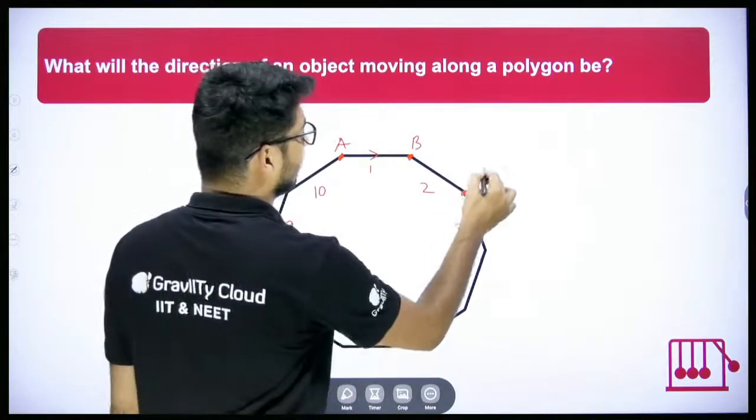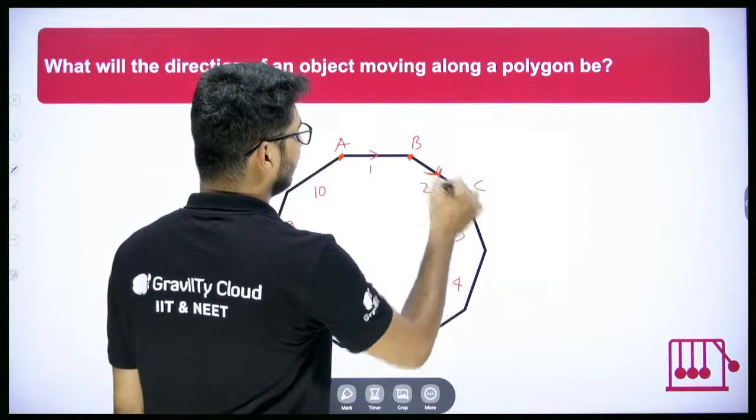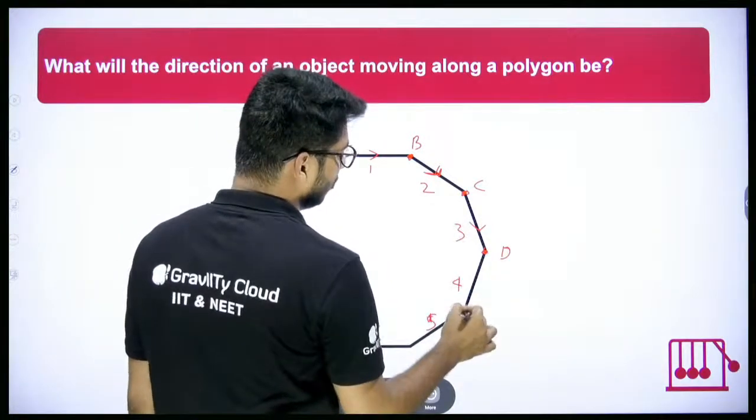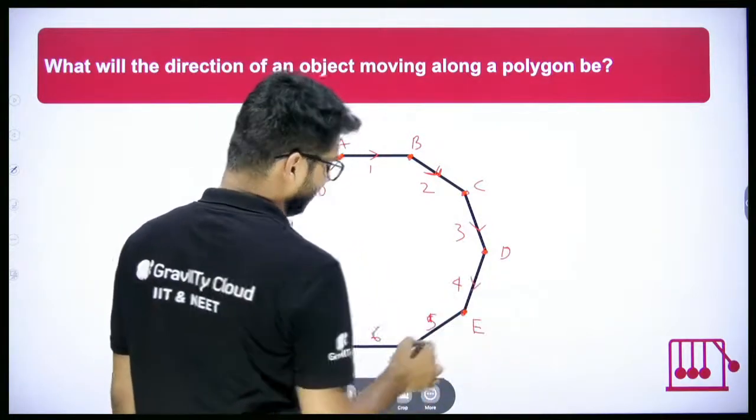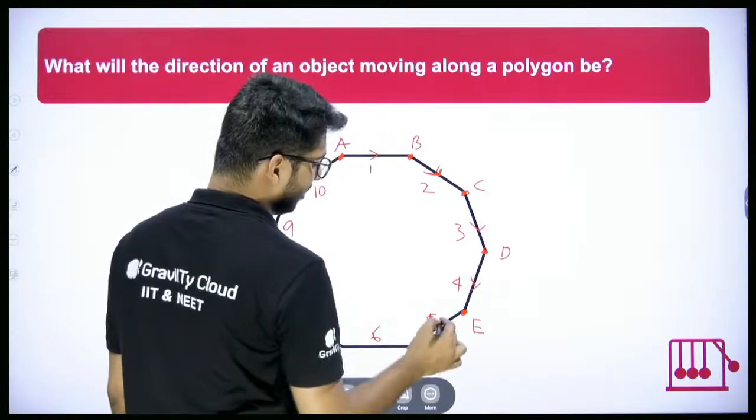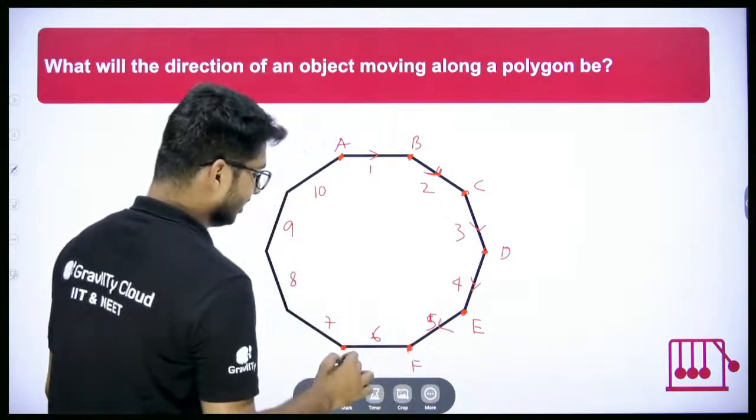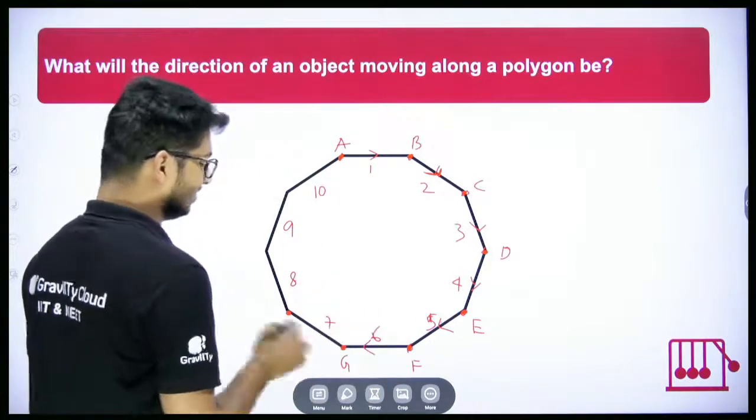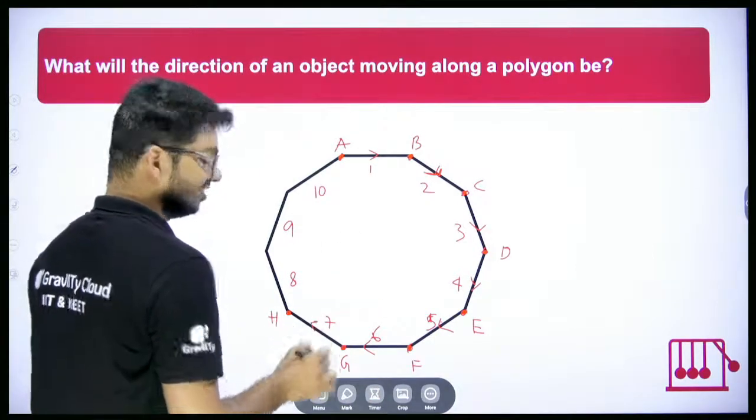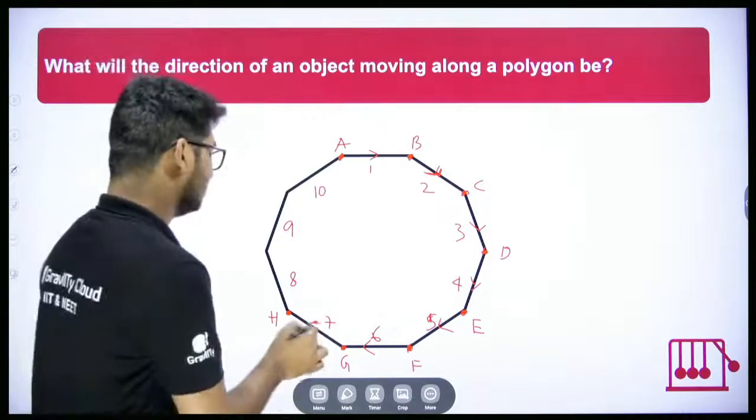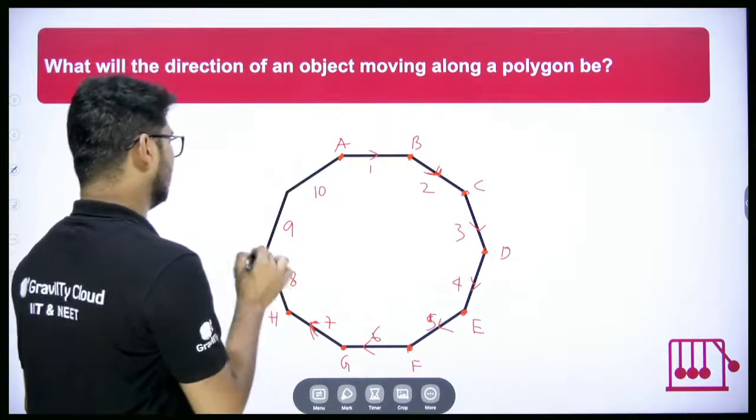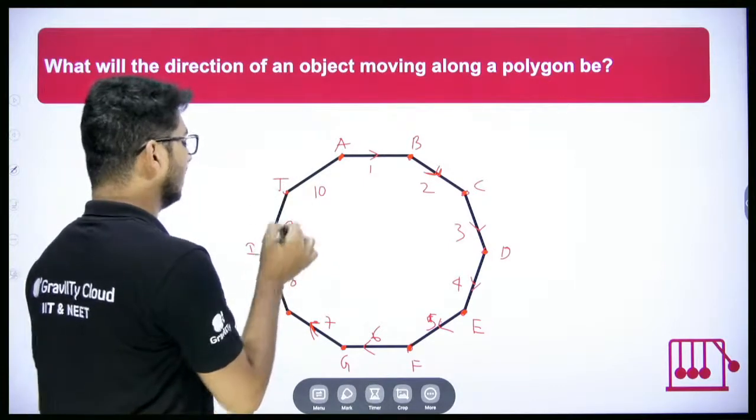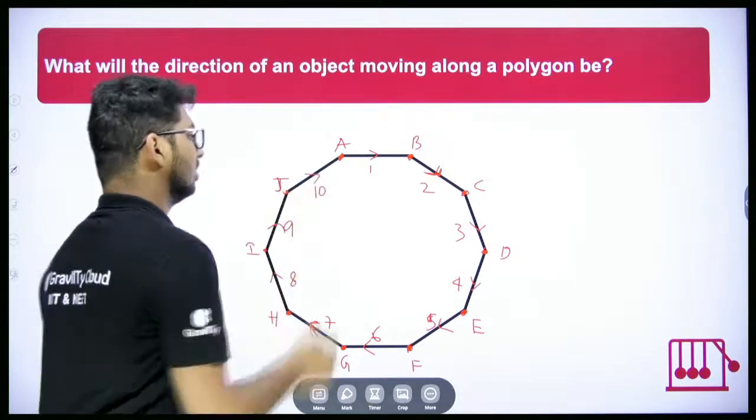If I am going from B to C, it will be along BC. C to D along CD. D to E along DE. E to F along EF. F to G along FG. Right, so here it will be along GH. Then you have I, it will be along HI. You have J, then it will be along IJ, then it will be along JA.